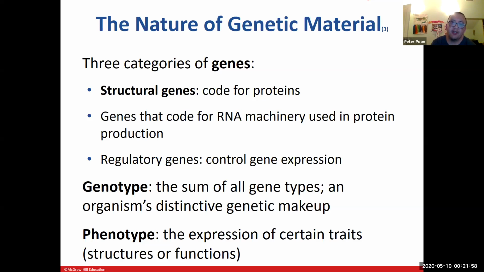The three categories of genes: structural genes code for proteins. Genes that code for RNA machinery are used in protein production, the ribosomal RNA genes, and then the regulatory genes, the ones that control gene expression.